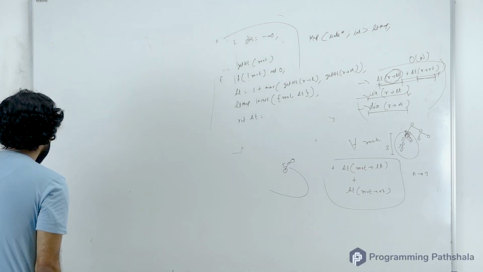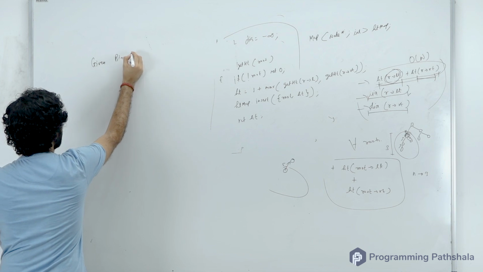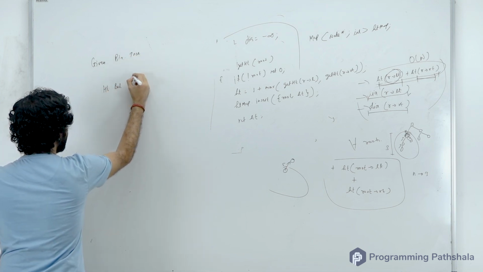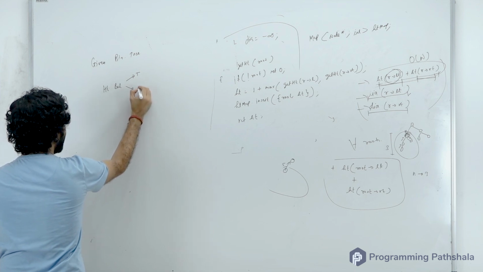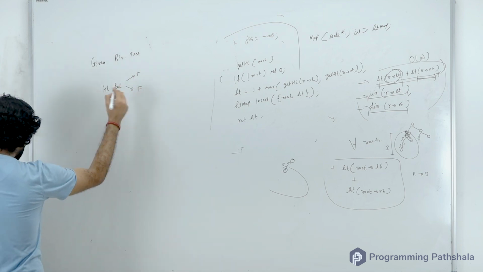So the question is something like this. I have been given a binary tree. Now if this binary tree is height balanced, then I should return true, and if it is not height balanced, then I should return false. So you should ask me, what is the meaning of height balanced?